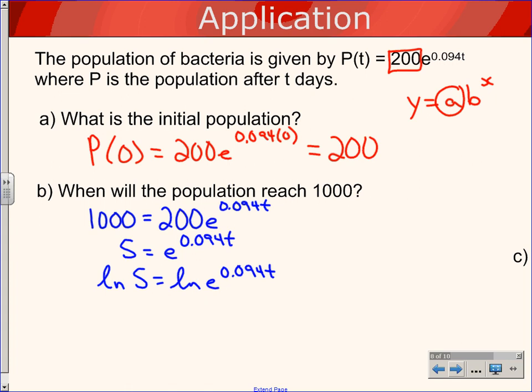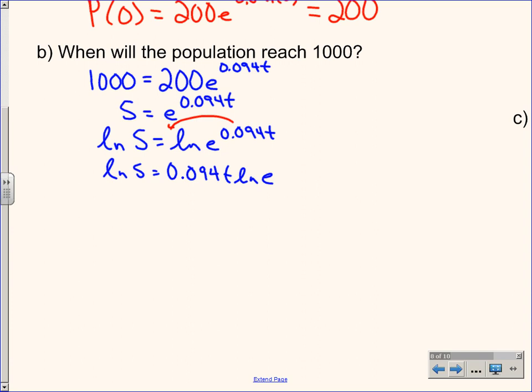Remember, ln is still just a logarithm, so our rule will apply. We can take this exponent and drop it down in front. So we get ln 5 equals 0.094 t ln e, and the reason that it works so nicely is because of ln e. Usually, if we'd done log there, it would have been log base e, right? But ln of e is just 1. That was one of the ones we did a second ago. So that part disappears, and we get just this.